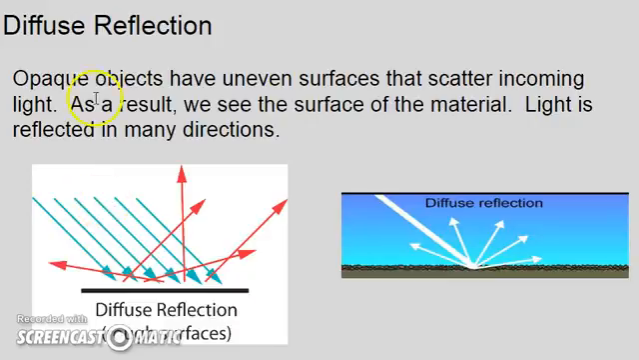Diffuse reflection is a little different. Opaque objects have uneven surfaces that scatter incoming light, and as a result we see the surface of the material. Light is reflected in many different directions, simultaneously, all at the same time.